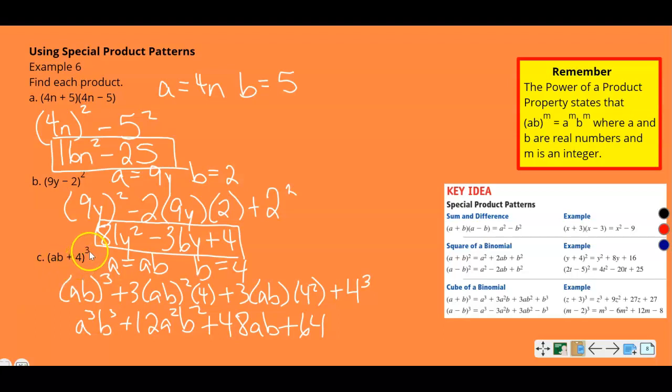So when you have a binomial cubed, you can use this formula right here and simplify from there. If you use these special product patterns correctly, these will give you the correct answer every single time, regardless of what your first and second term are. So in here, it uses a and b for all of these, but as you can see, a is simply the first term in the binomial and b is the second term in the binomial, and these will work for any binomial.